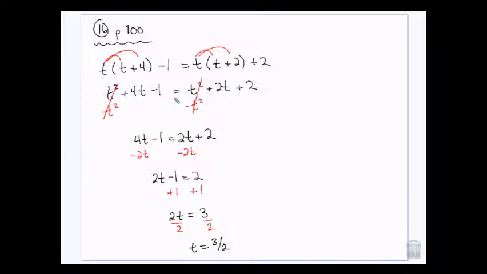I'm fine with fractions. Algebra is fine with fractions. You guys just don't like them. But this is a perfectly acceptable, 3 halves is a number. It is a perfectly acceptable number. It is legitimate. It is a perfect answer. Just the way it is. You don't have to do anything to it.